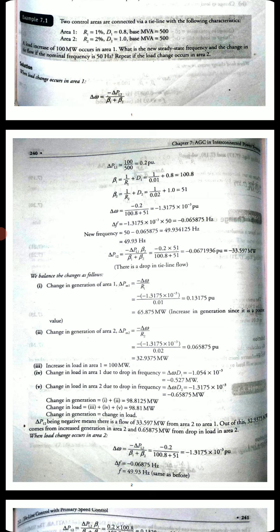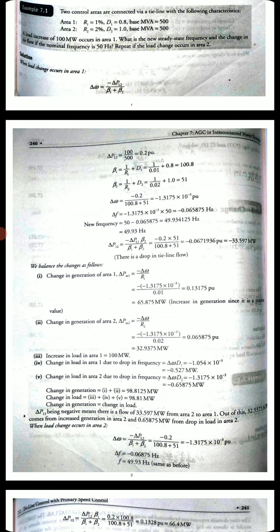The increase in load in area 1 is equal to 100 megawatt. The change in load in area 1 due to the drop in frequency is given by minus 0.527 megawatt, and the change in load in area 2 due to the drop in frequency is given by minus 0.65875, because we know the equations for delta omega D1 and delta omega D2.